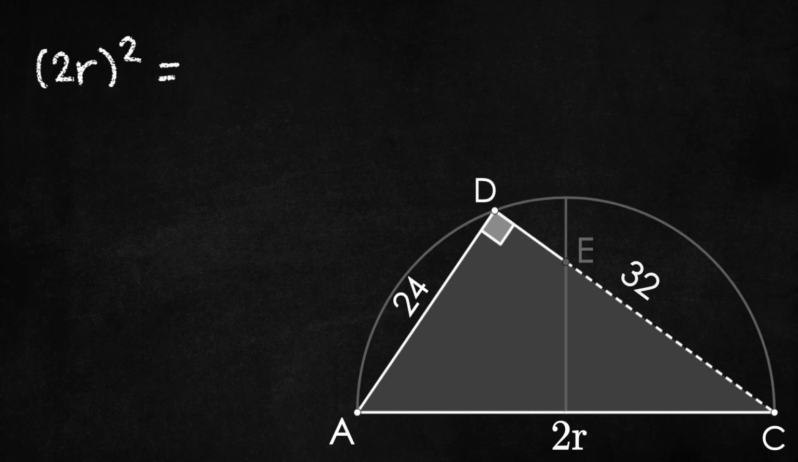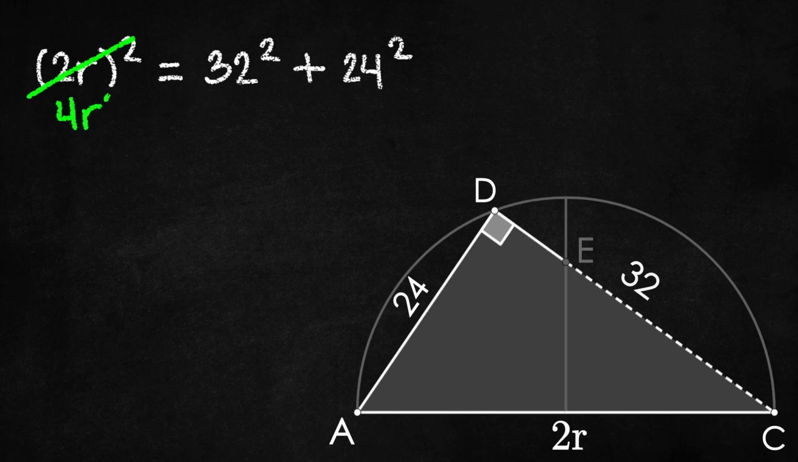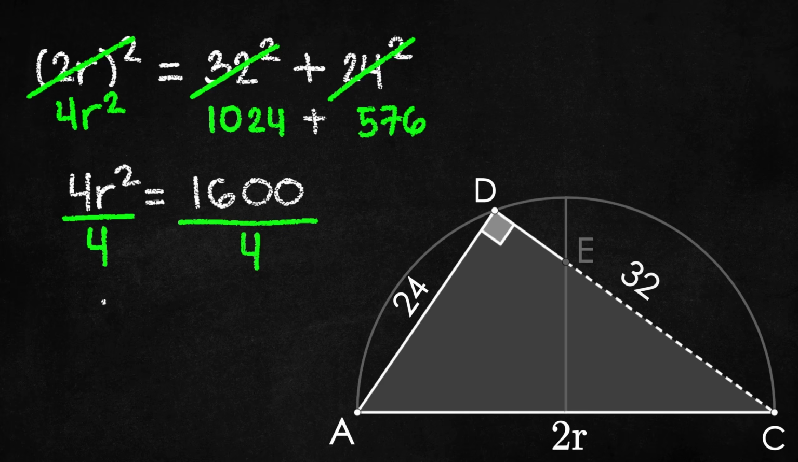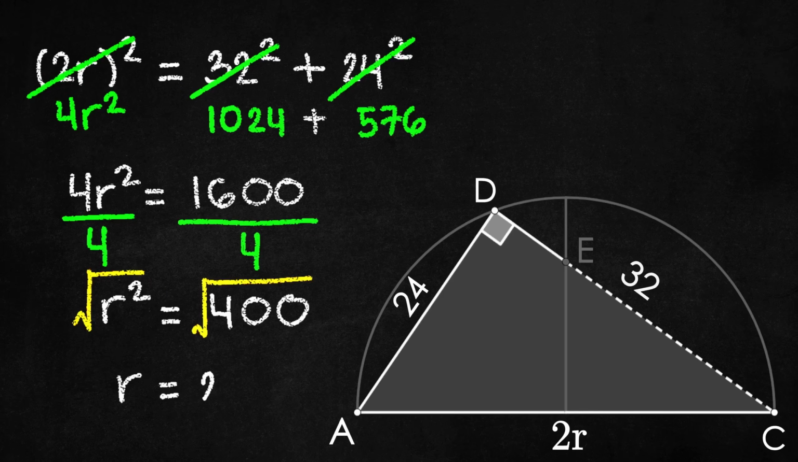2R all squared is equal to 32 squared plus 24 squared. 2R all squared is 4R squared. 32 squared is 1,024, and 24 squared is 576. Adding 1,024 and 576 together gives us 1,600. Divide both sides by 4 to get R squared equals 400. Take the root of both sides, and we have the radius is equal to 20 units.